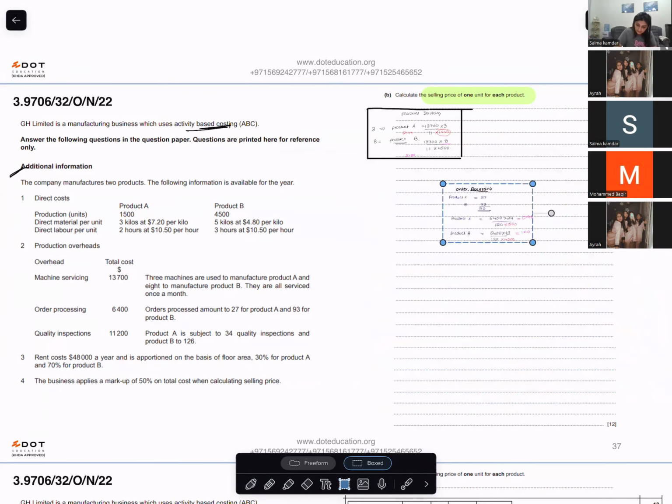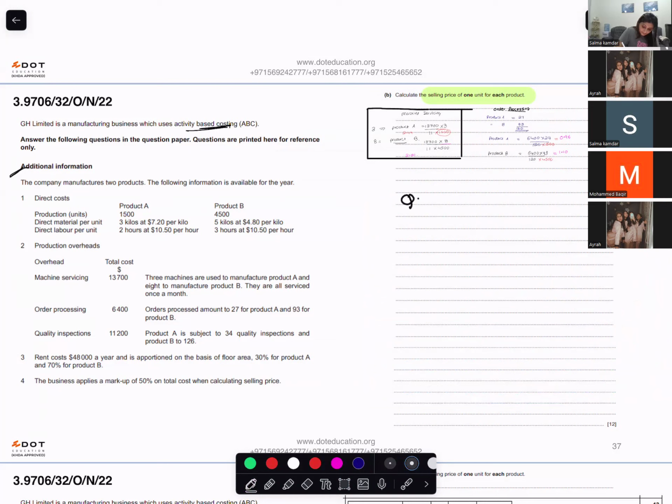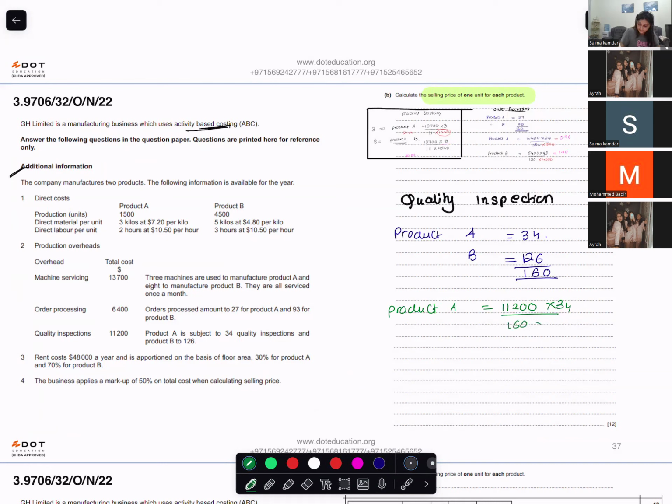Now quality inspection. Product A is subject to 34 quality inspections and product B to 126. So the total is 160. We will do 11,200 into 34 upon 160 divided by 1,500. So it's 1.59.